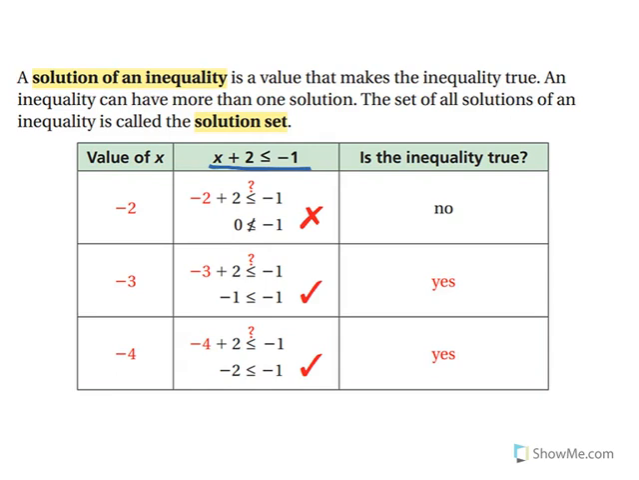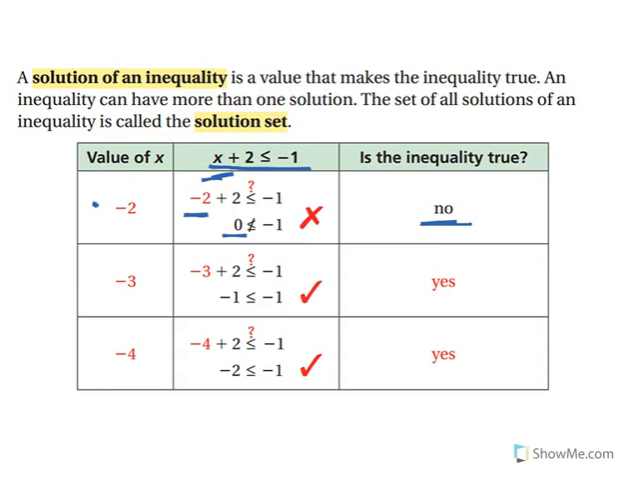So we're given some different inequalities. Some different solutions to test out. And all we're going to do is we're testing them out. So wherever you see the x, we're going to put in whatever number they've given us. So we have a -2. So where I have the x right up here, I'm going to put the -2 right here. So -2 plus 2 equals 0. Is 0 less than or equal to -1? No. So you just put down no.